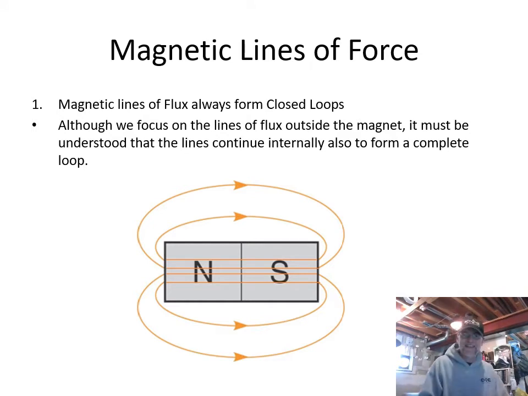But in terms of magnitude, this almost gives you the impression that maybe we're talking about a couple dozen lines of flux. In fact, when we go to quantify magnetism, we talk in terms of millions, tens of millions, even hundreds of millions of lines of flux.